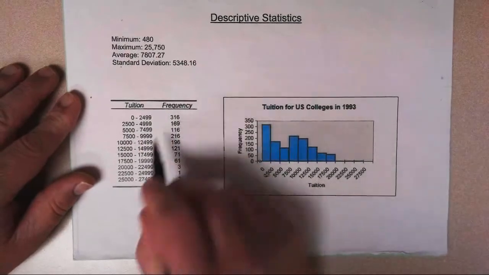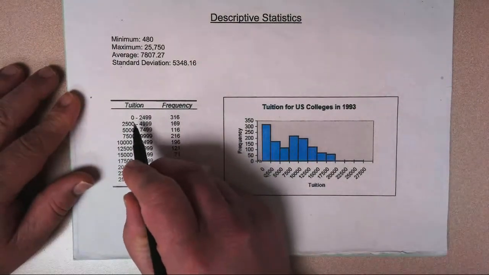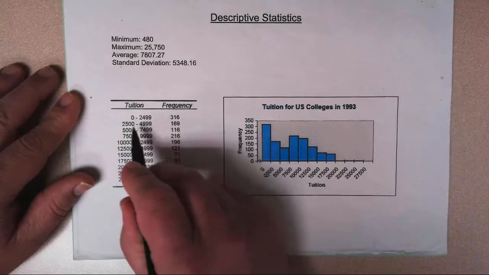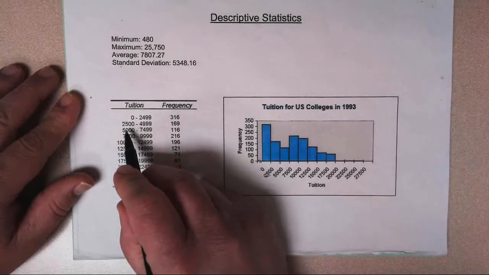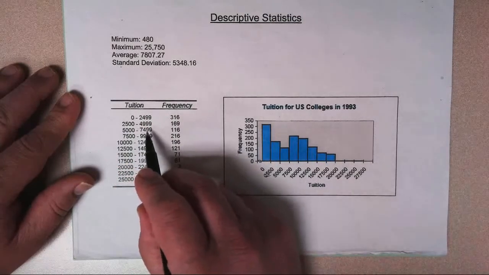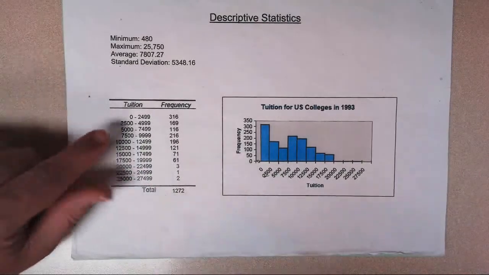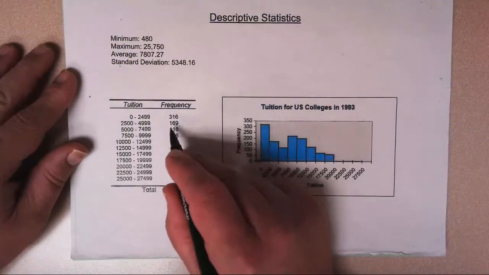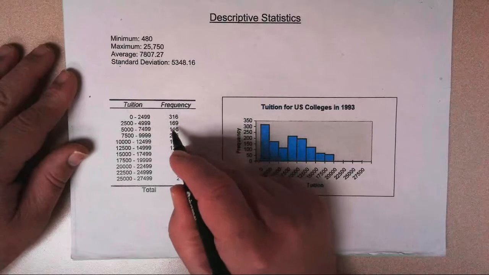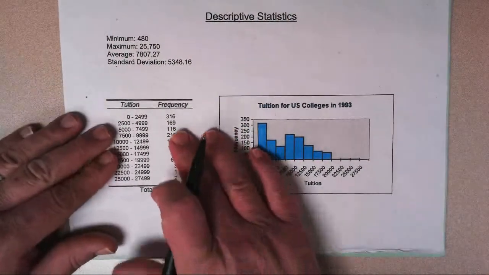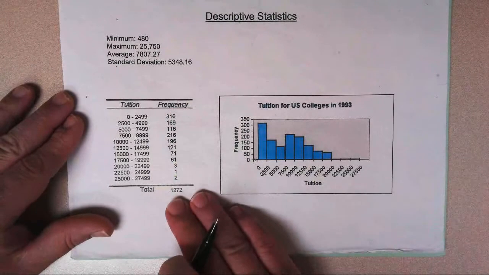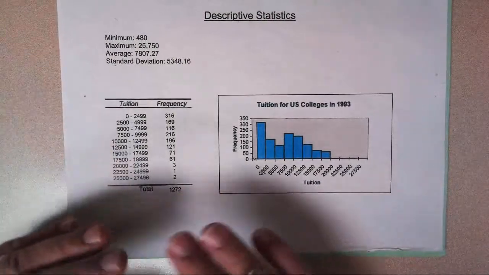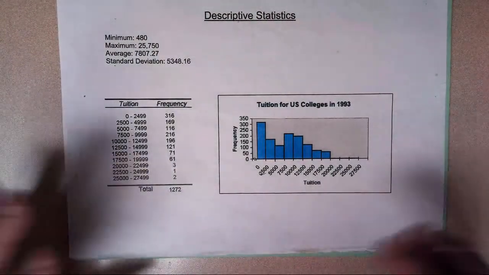So there were 316 schools in this first interval from 0 to 2,499, 169 schools between 2,500 and 4,999, and so on. These intervals are called classes, and the frequency is how many observations in the data set lie in each class. When you distribute the data into classes like this, you construct a frequency distribution table. That tells you how the data is distributed over the possible values.